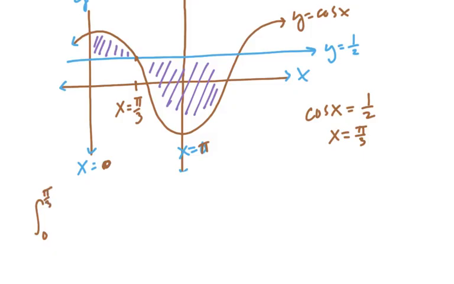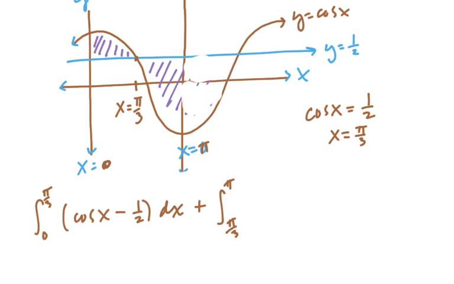And when you look at this one, the brown curve is on top. So we have cosine of x minus 1/2 with respect to x. And then we're going to add the other integral. And it's going to be from pi over 3. We've got to pick up where we left off. And the shading's going to stop at pi because I colored too much. But we're only going to pi.